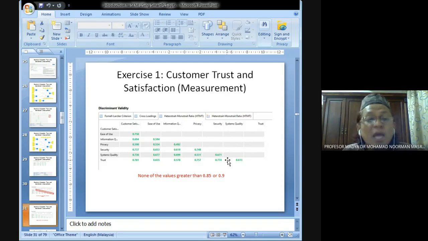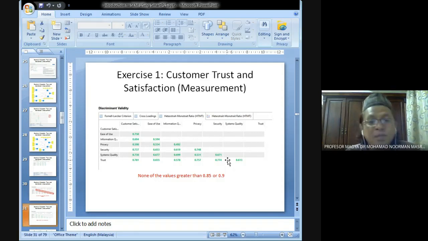Now, you cannot proceed to hypothesis testing if your measurement model is not settled. Not settled means what? Your convergent validity did not fulfill the CR requirement or the AVE requirement, or your discriminant validity also did not fulfill the requirement. So you have to solve that measurement model, then only you can proceed to the structural model.